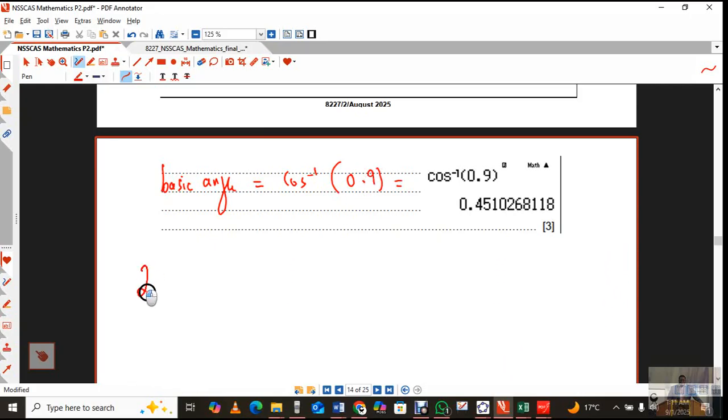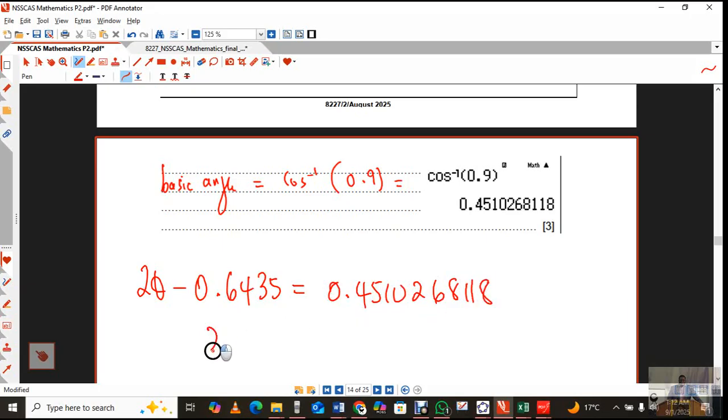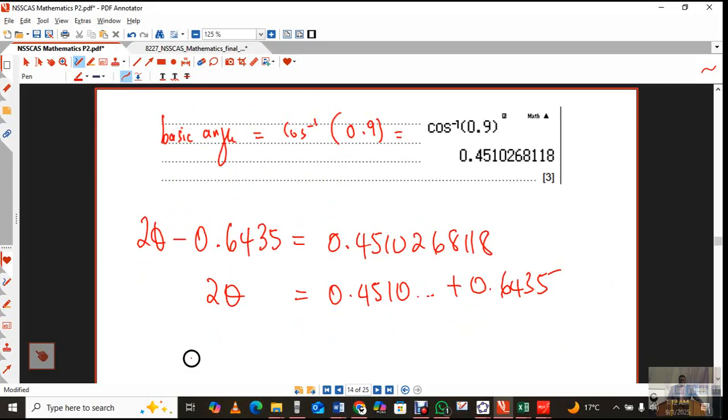Okay, so because it's also positive over here, in the first quadrant I'm going to have 2 theta minus 0.6435 is equal to this 0.4510268118. This is all radians. 2 theta will equal, well, I'm going to add 0.4510 and so on with 0.6435. And then whatever that answer is, I'm going to divide that answer by 2.